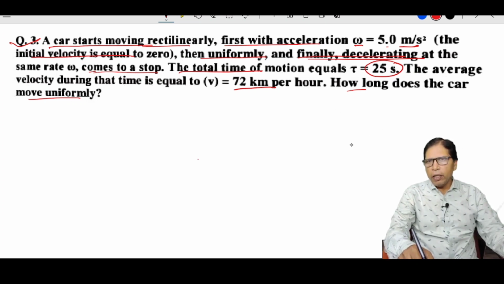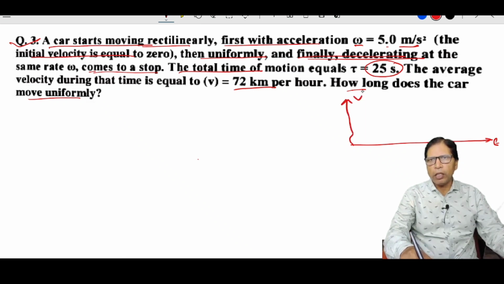This numerical can be represented by the Vt curve. This is the time t, and along this direction, this is the velocity v. First of all, this is the uniform acceleration, then constant velocity, then the uniform retardation. Here, acceleration is equal to retardation, so time of acceleration is equal to time of retardation.